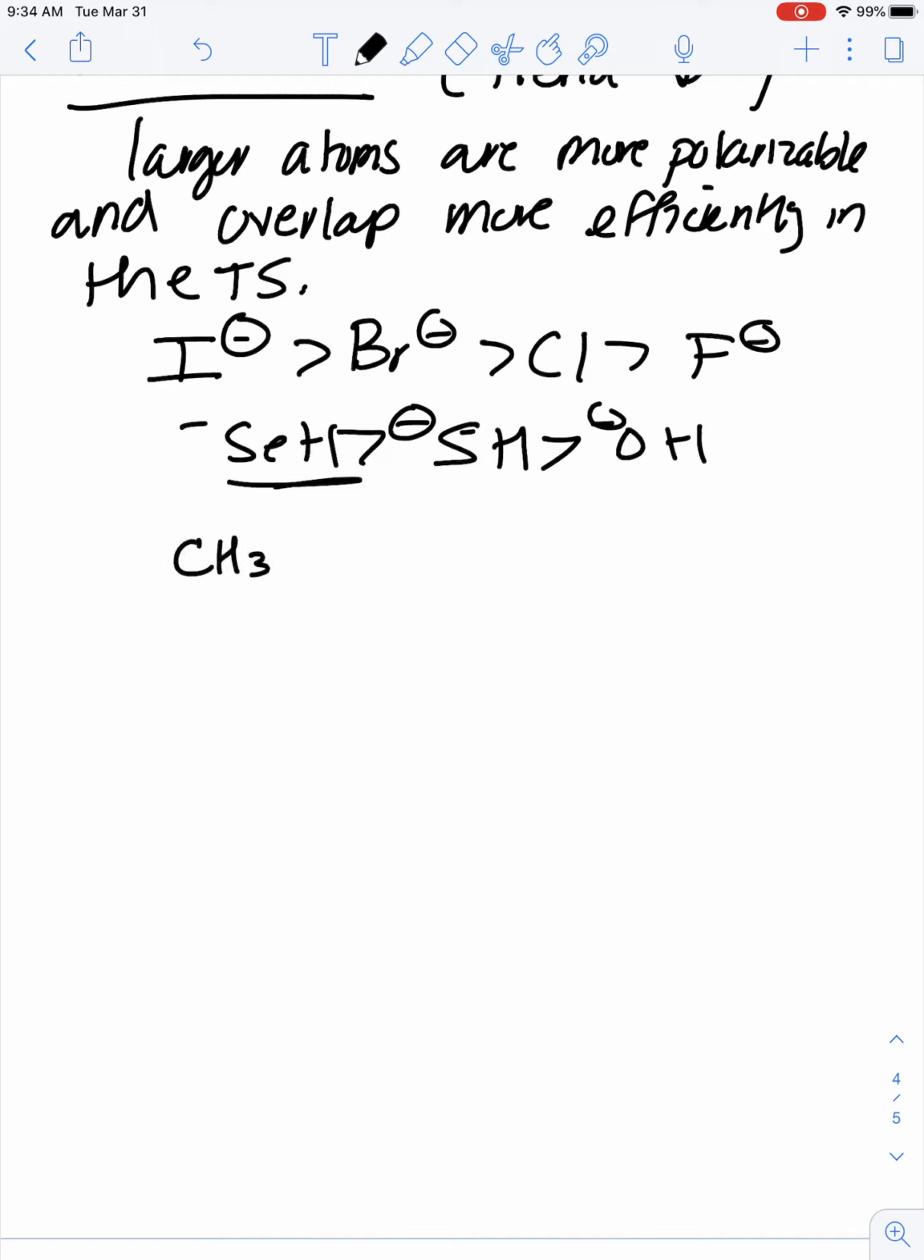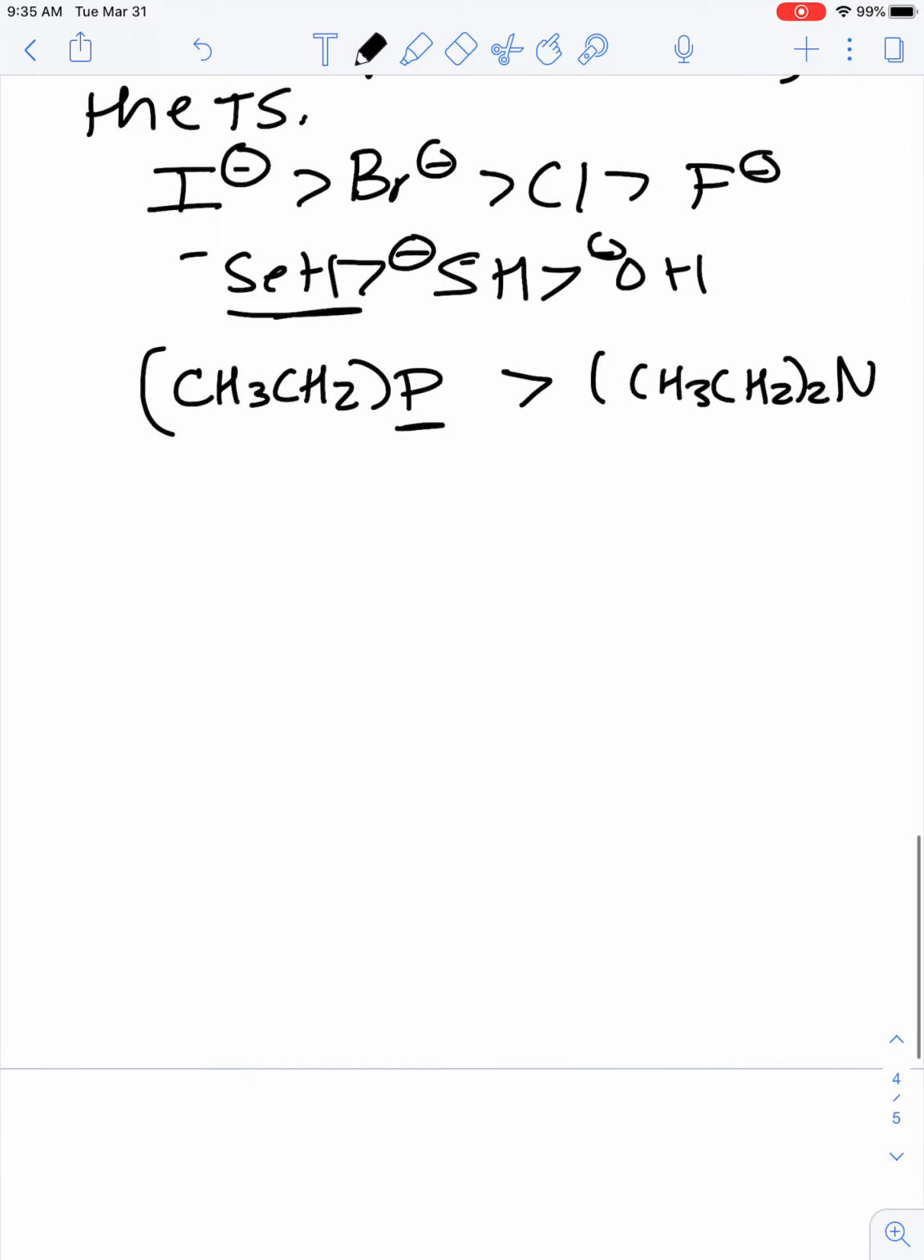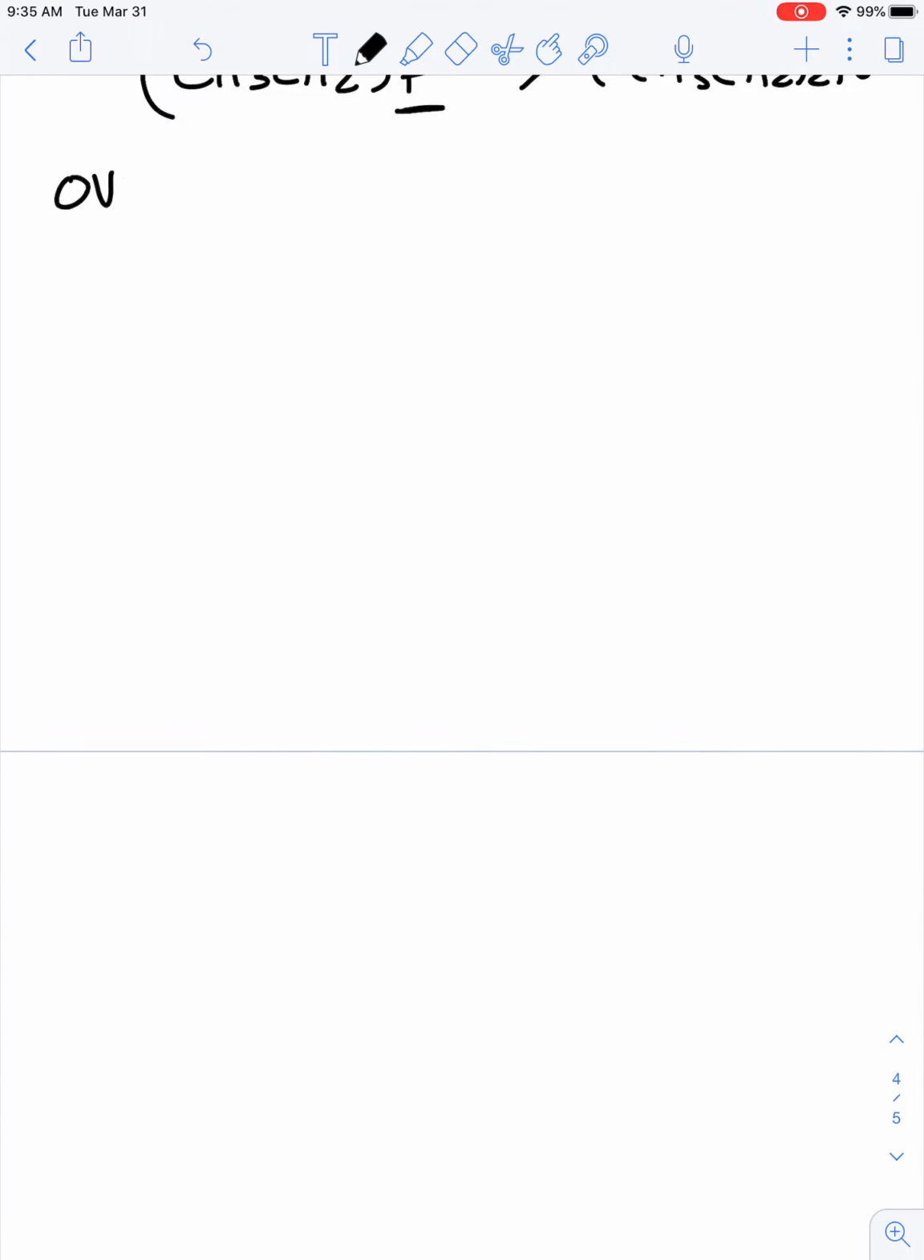If we have something containing phosphorus and nitrogen, again, going down the column, same exact idea. So phosphorus is going to be a larger atom, right? So it's going to be more polarizable, and it's just going to stabilize that transition state and make our activation energy lower.